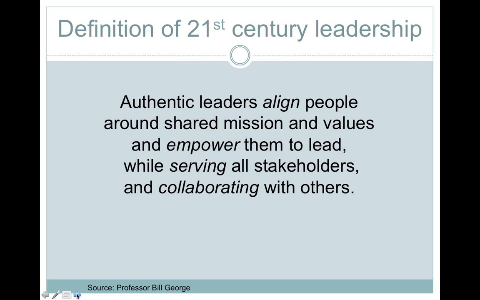So he has been a big advocate of what he calls authentic leadership, and he's defined it as you see it on your screen. Authentic leaders align people. They get people together. They get people to work together. So they align people around shared mission and values, and we've talked a lot about values here as they relate to Howard Schultz and Starbucks, and they empower people to lead.